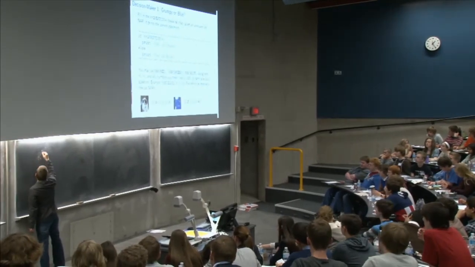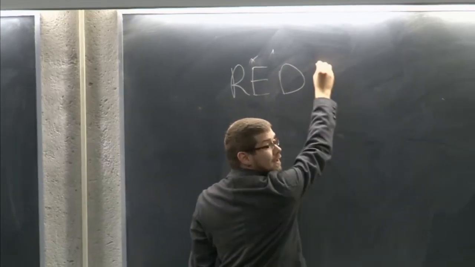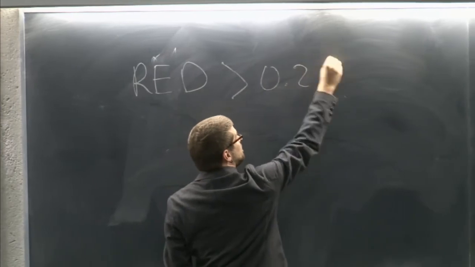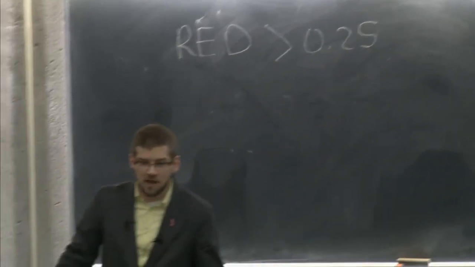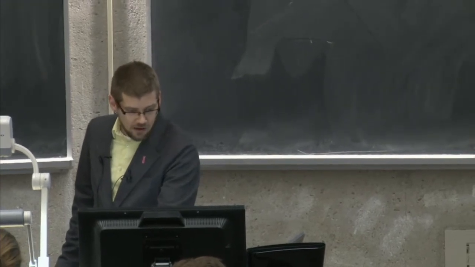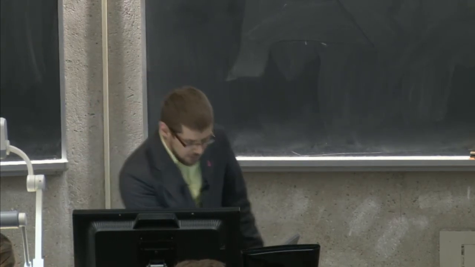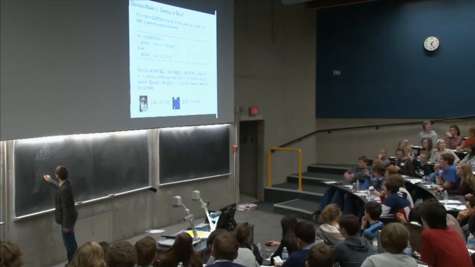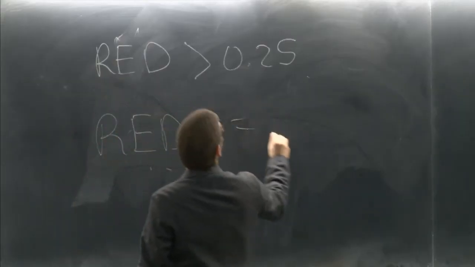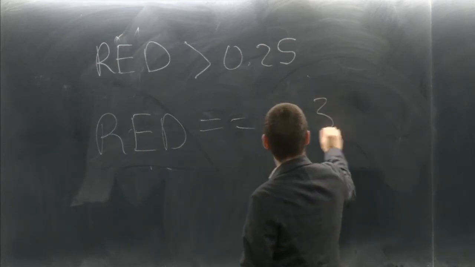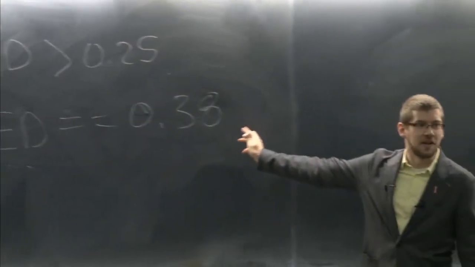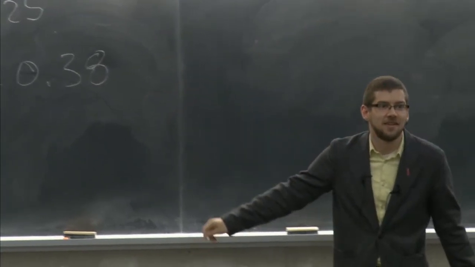Red greater than 0.25. Okay, yep. So if red is greater than 0.25, then, there we go. Grumpy's is 0.38, so we will know that the cat is grumpy right away, so that's true. That's good. Any other ones that are different? Yes? So this would be the simplest one, you're saying. Why is it the simplest?